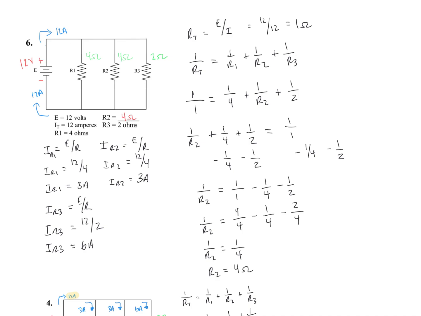So now we've got coming down this way and this way, 3 amps, 3 amps, and 6 amps, which means coming out this side out of these branches is going to be the same, right? 3 amps, 3 amps, and 6 amps. If we add those together, we get 12 amps, which is what we were given.